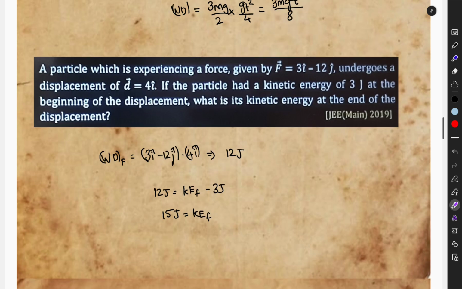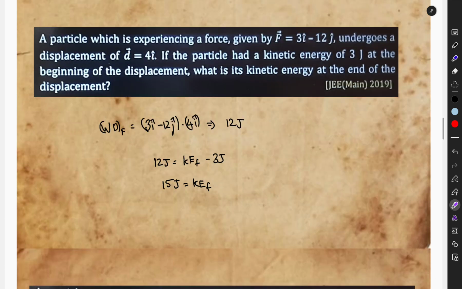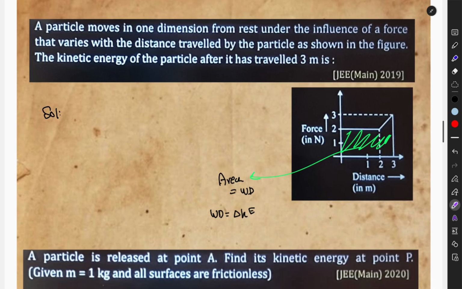Yeah, a particle experiencing a force given by, what's there in this. Force is given, displacement is given, so the dot product will give you the work done. The particle had kinetic energy 3 joules at the beginning. So kinetic energy initial is given, then find the kinetic energy at the end of the displacement. So basically we need to find the kinetic energy final, which is easy.